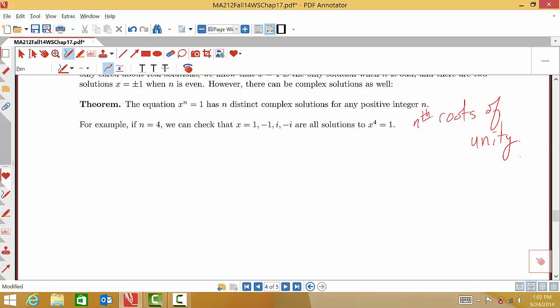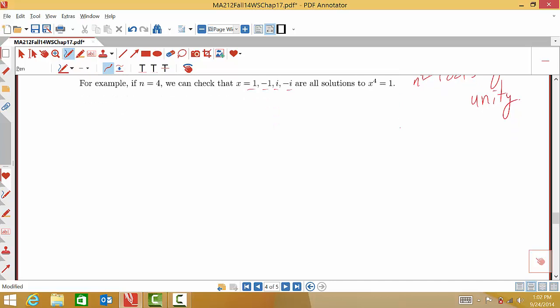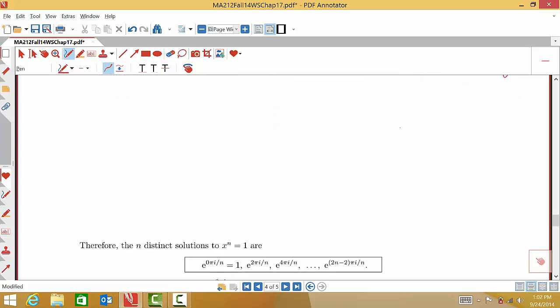Okay, so let's see. For example, in the case n equals 4, we can check and see that 1, negative 1, i, and minus i are all solutions to x to the 4th equals 1. How can we do this in general?